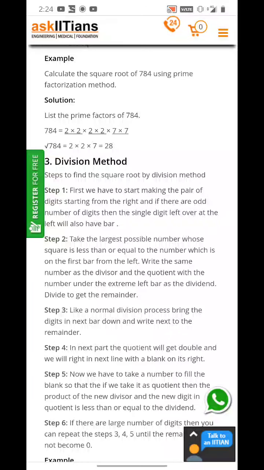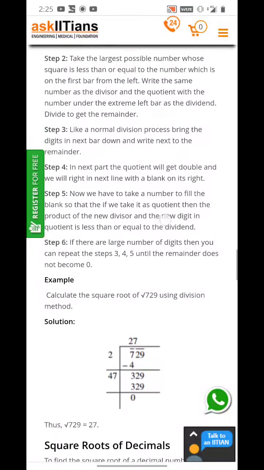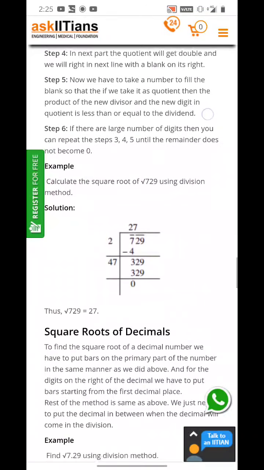Then the division method. First we start making pairs of digits starting from the right. Let us understand by example: 729. Put a bar over 2 and 9, starting from digit 9 and 2. 7 is single, so write it as single. If you do not understand it that way, you can put 0 before 7 so that it becomes a pair.